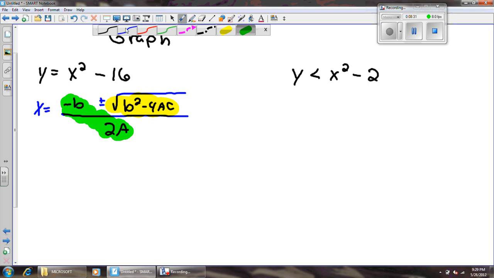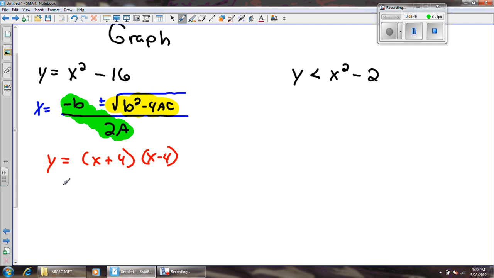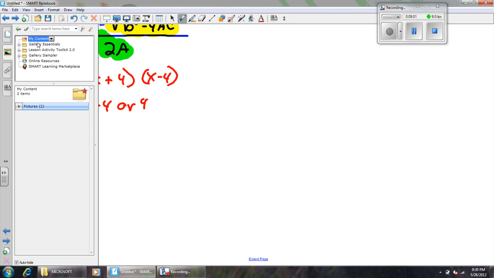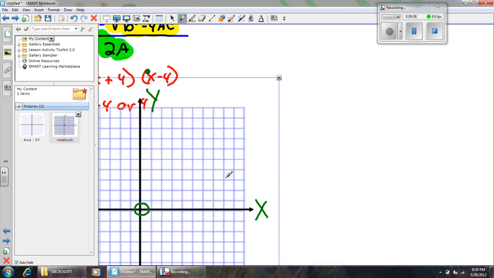Now, on this particular one, I actually see it's going to factor into y equals x plus 4, which you cannot read, so let me try that again. Quantity x plus 4 times quantity x minus 4, which means that x is going to equal negative 4 or 4. Those are the places the graph is going to cross the x-axis. So now that I know that, I can pull up my graph paper. There we go.